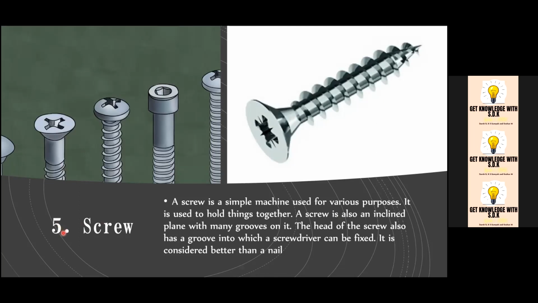5. Screw. A screw is a simple machine used for various purposes. It is used to hold things together. A screw is also an inclined plane with many grooves on it. The head of the screw also has a groove into which a screwdriver can be fixed. It is considered better than a nail.